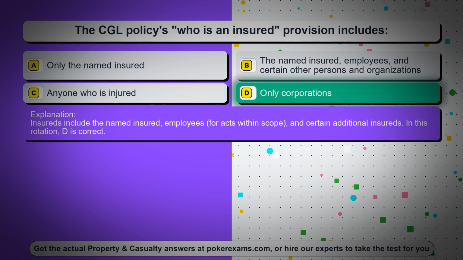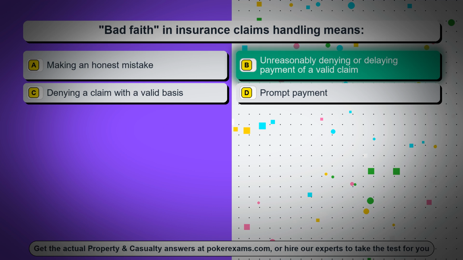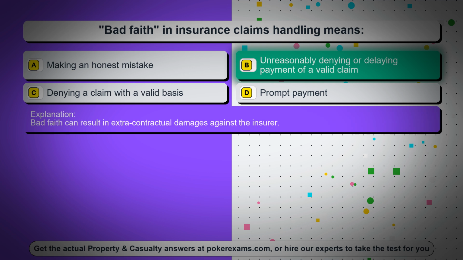In this rotation, D is correct. Question 38. Bad faith in insurance claims handling means option A, making an honest mistake. Option B, unreasonably denying or delaying payment of a valid claim. Option C, denying a claim with a valid basis. Option D, prompt payment. The correct answer is option B, unreasonably denying or delaying payment of a valid claim. Bad faith can result in extra-contractual damages against the insurer.